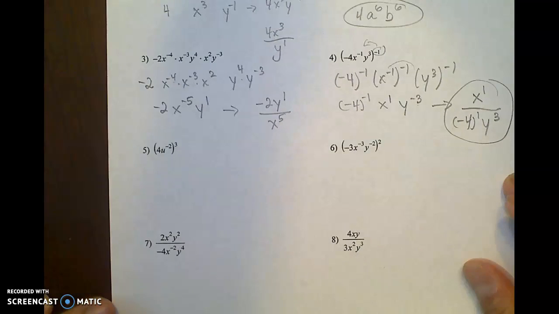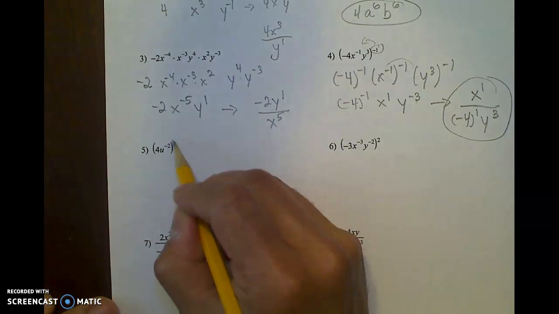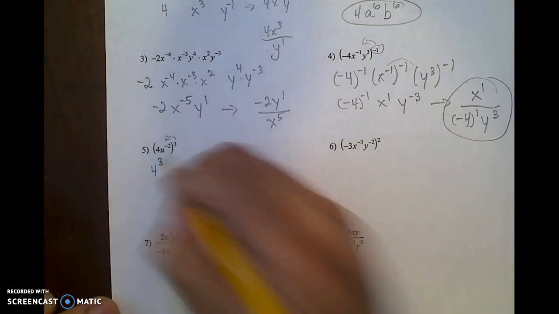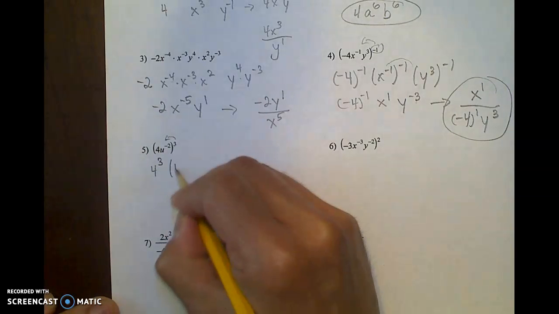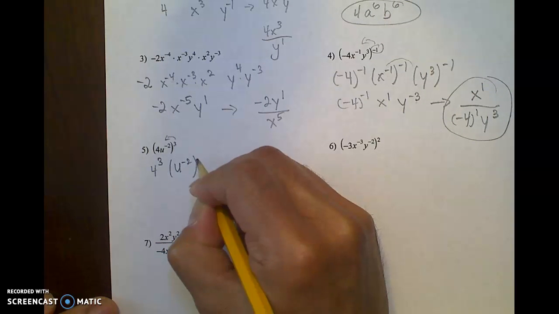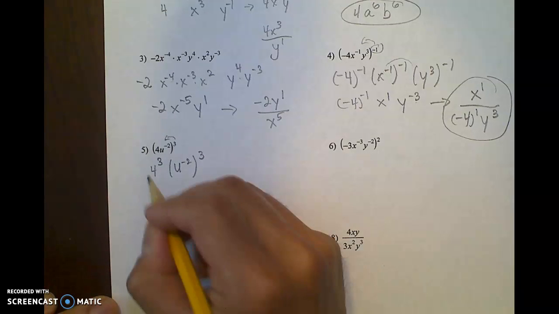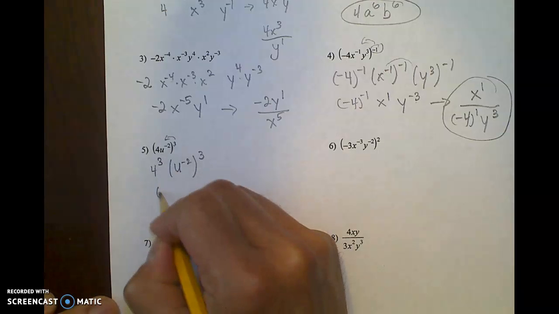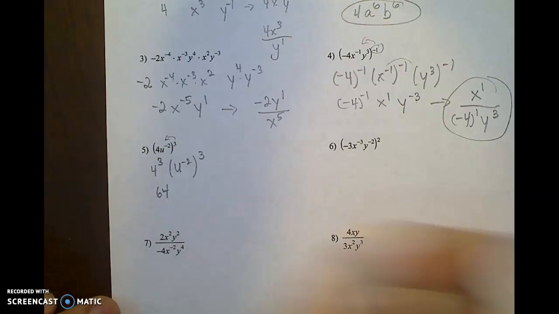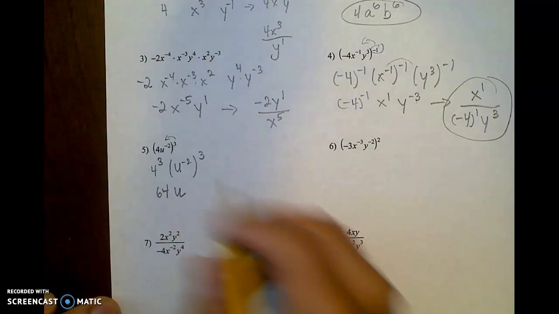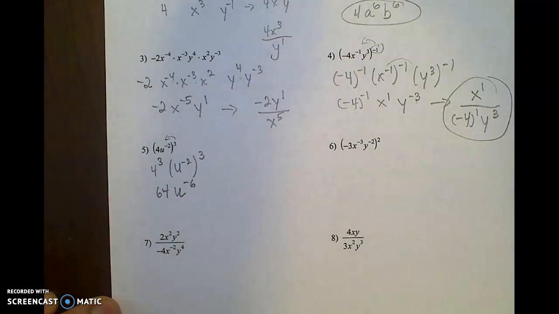Number 5, power to a power. We have an exponent that we're going to distribute through the parentheses, so it's going to be 4 to the third power, and u to the -2 to the third power. We are distributing that 3 exponent. 4 to the third power, that is 64. Here we have power to a power. The rule is you keep the base and you multiply the exponents. -2 times 3 is a -6.